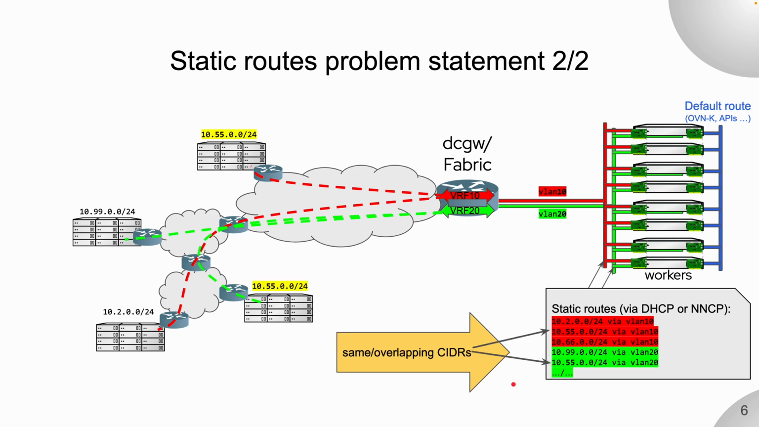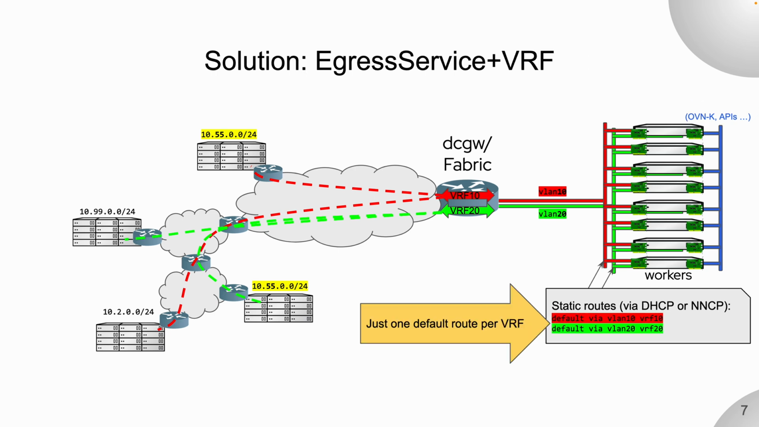Because the other problem that you may have is on these two network VRFs to have the same colliding, overlapping CIDR. So you have the same route in this example on the two VLANs. So without EgressIP+VRF, it simply does not work. So this is where this feature is mandatory.